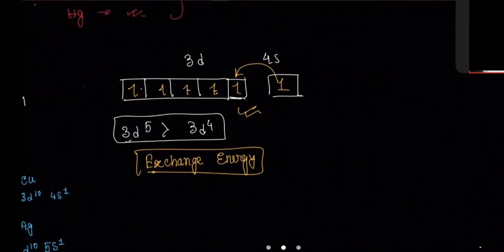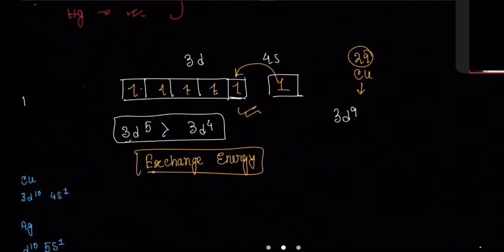Now if you see for copper, copper is 29. So what should be the electronic configuration then? Crisscross: Argon 3d9 4s2. Okay. Now again, this is not the right answer. This is not the right electronic configuration.